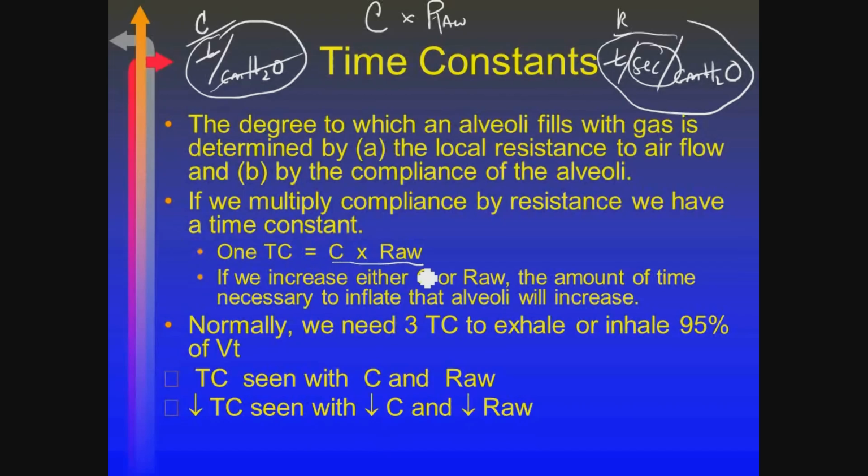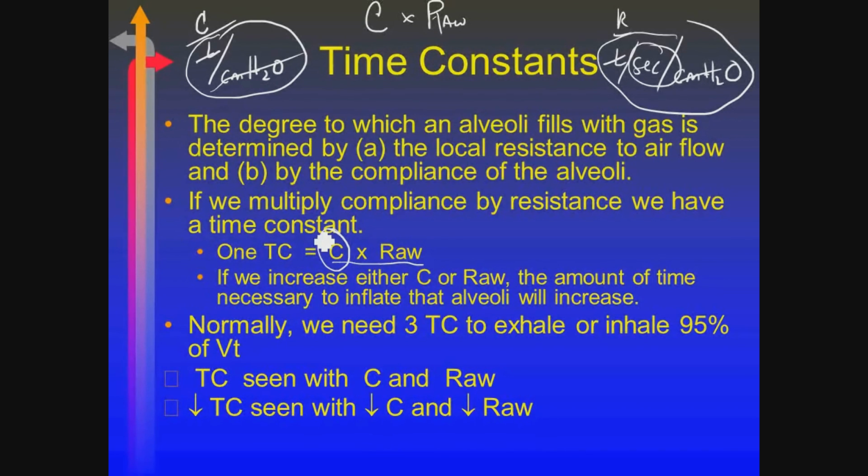Now notice what happens. If I make my lung stiffer, if compliance goes down, what happens to the amount of time it takes to inflate or deflate it? It goes down. Think about a balloon that's really stiff. It's hard to get open, but deflates really easily. Somebody who has a high airway resistance, on the other hand, is going to require a longer time.